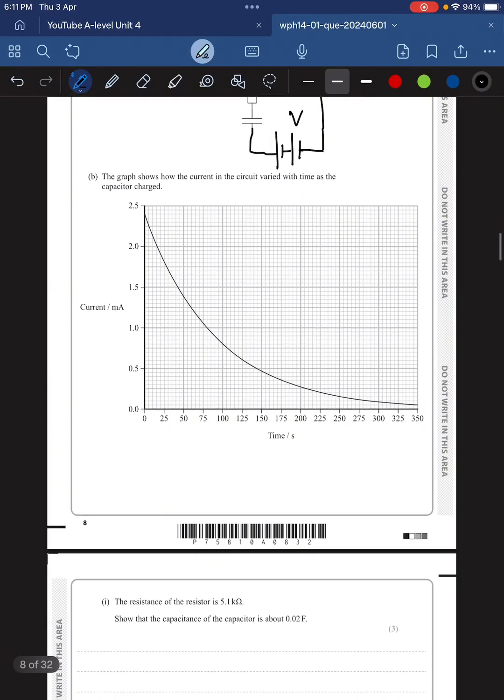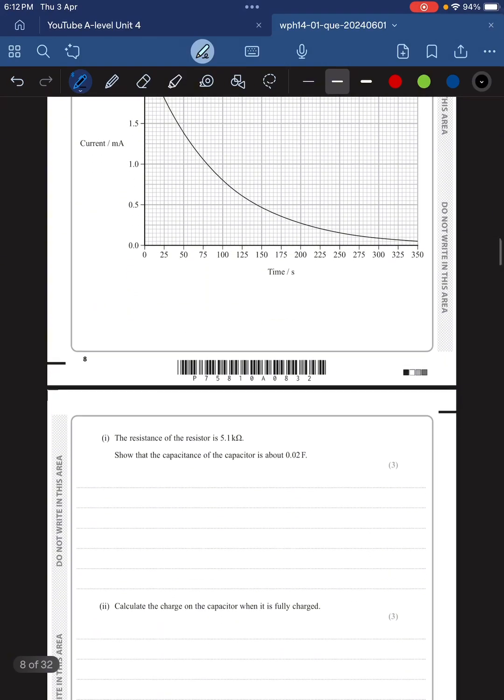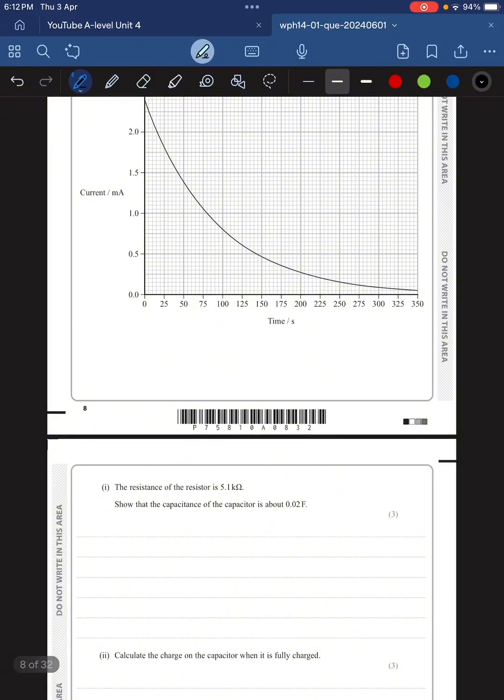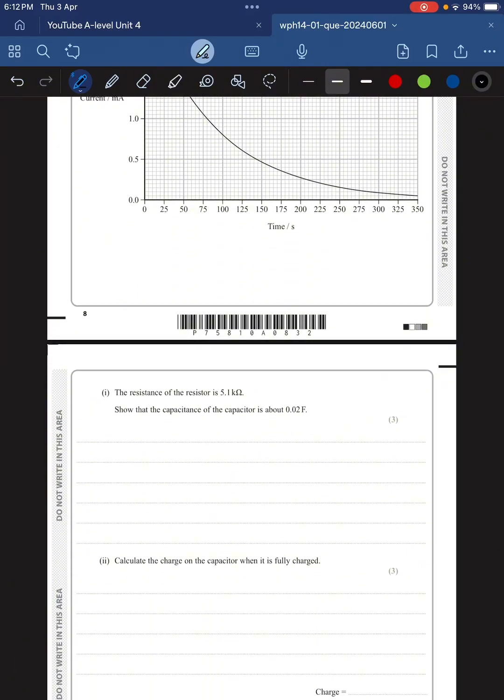All right, part B. The graph shows how the current in the circuit varied with time as the capacitor charged, okay? So this is an exponential decay curve, pretty much. The resistance of the resistor is 5.1 kilo ohms. Show that the capacitance of the capacitor is about 0.02 farads. So to do that, first we can calculate the lifetime of the capacitor, so this is one solution. I guess there are others in the mark scheme. So we have that R is 5.1 kilo ohms.